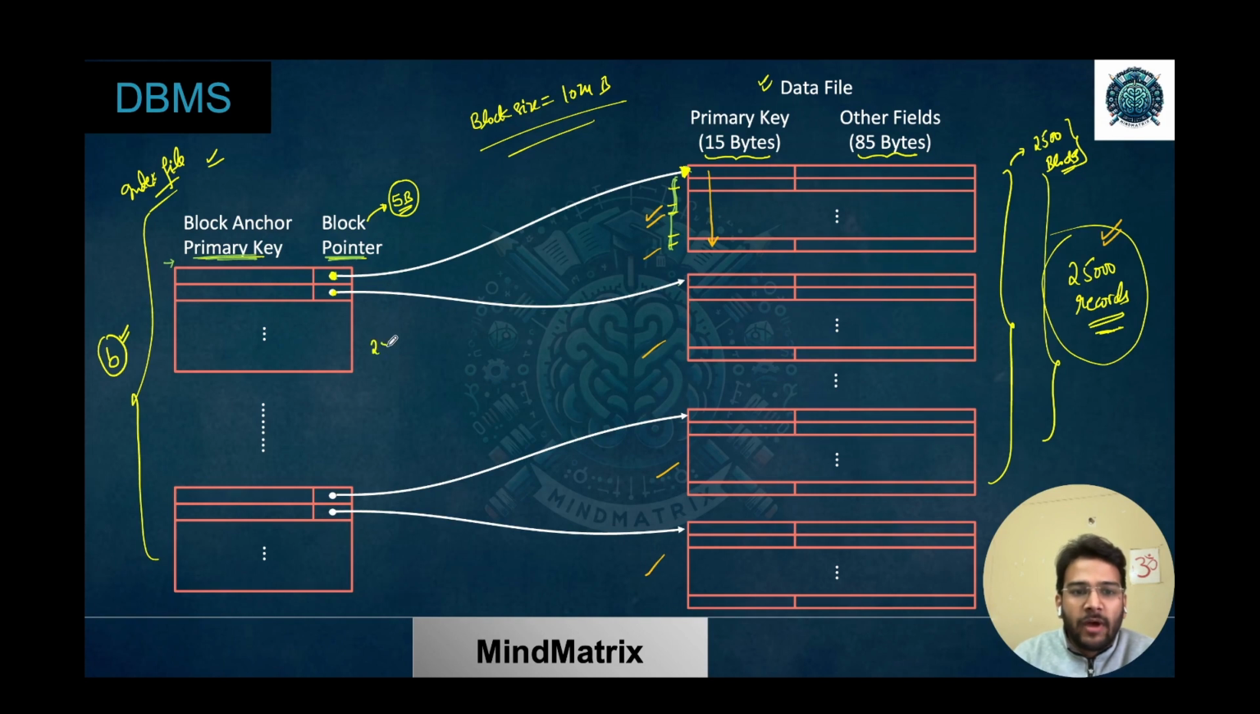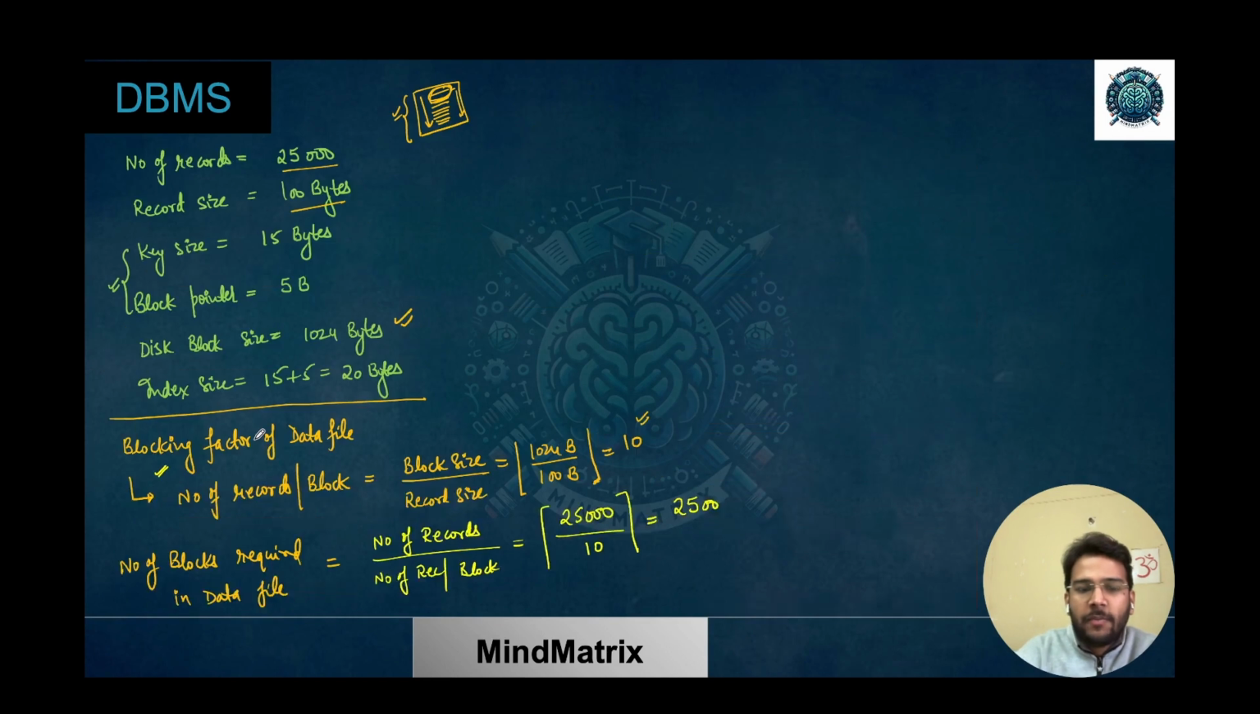And in case of sparse indexing, as you can clearly understand from this diagram, if I have 2500 blocks, that means 2500 indexes will be there in this entire index file. Correct? Because every pointer is pointing to one block. So if we have these many blocks, that means these many indexes would be present in the index file, right? If I have the number of indexes, I can find the number of blocks present in the index file. Clear? So let's do that now.